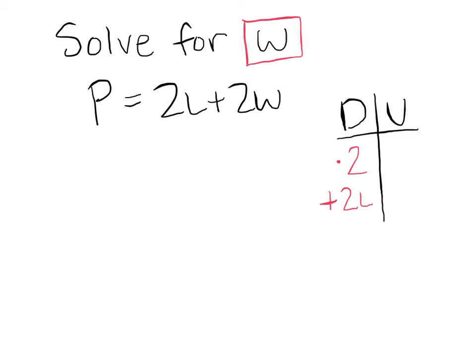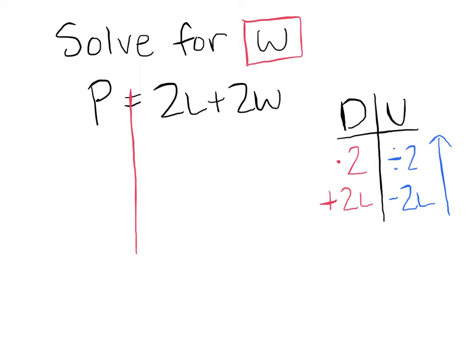Now when we create our undo side of the chart, we need to undo adding 2L, so we're going to subtract 2L. Then we need to undo timesing by 2, so we're going to divide by 2. Now we have our order for solving this equation for W. So let's go over to our original equation. Let's draw our line through the equal sign, and let's start following the undo chart.